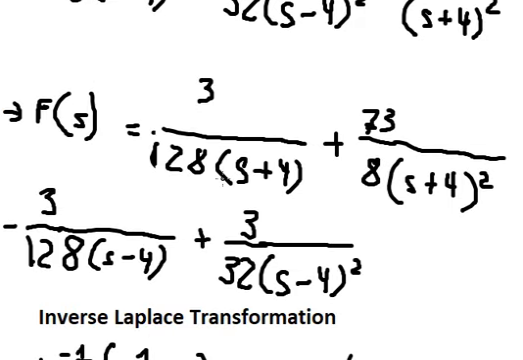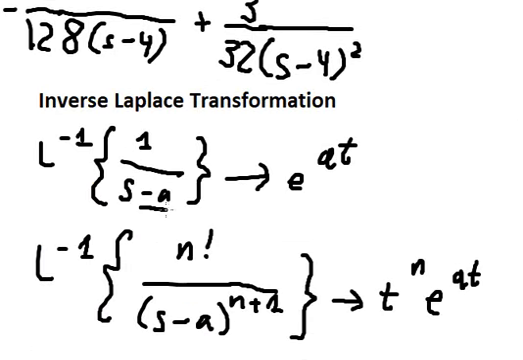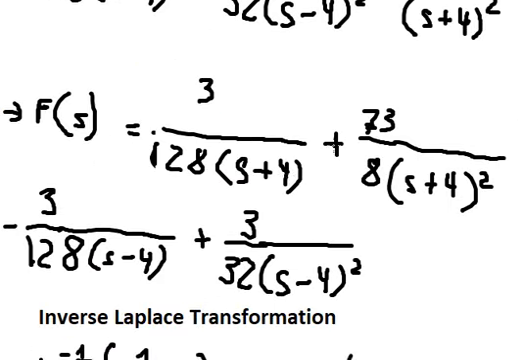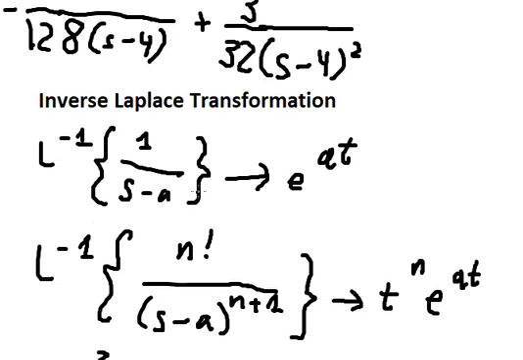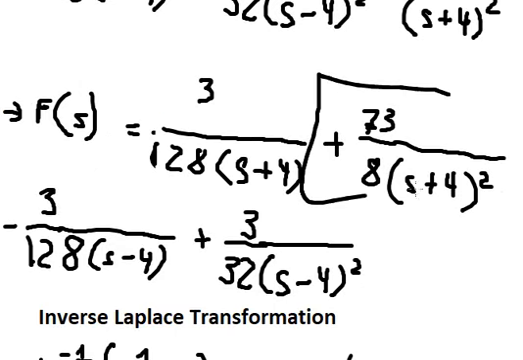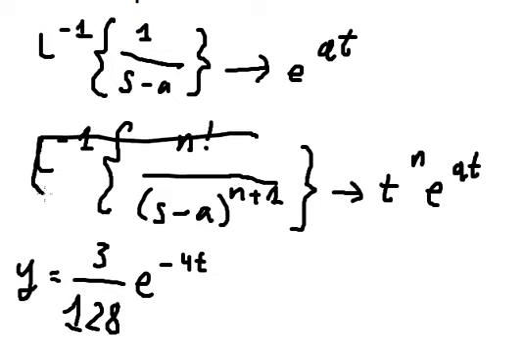Now we do it step by step. This is positive 4, but this is negative a. So that means a equals negative 4. So for the first one, that is 3 over 128 e to the power of negative 4t. So we put negative 4 in here, so we have 1 over s plus 4.